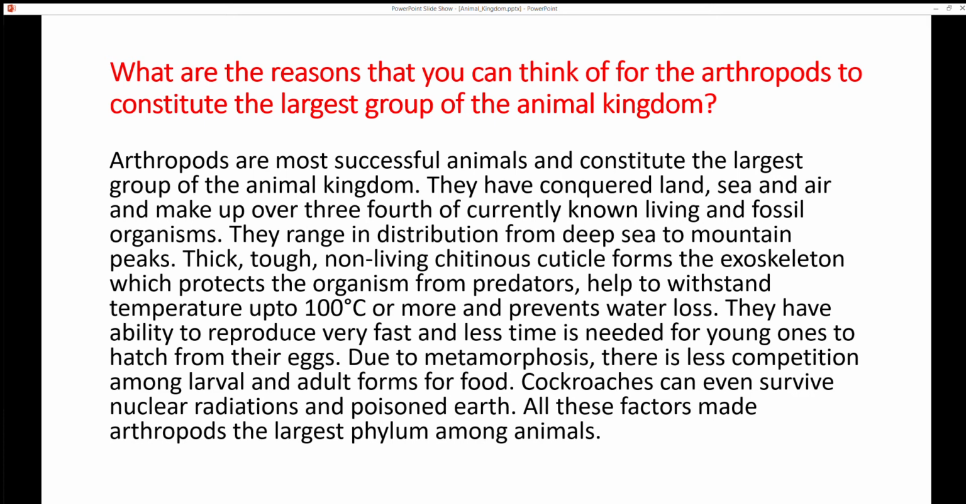Due to metamorphosis, there is less competition among larval and adult forms for food. Cockroaches can survive nuclear radiation and poisoned earth. All these factors made arthropods the largest phylum among animals.